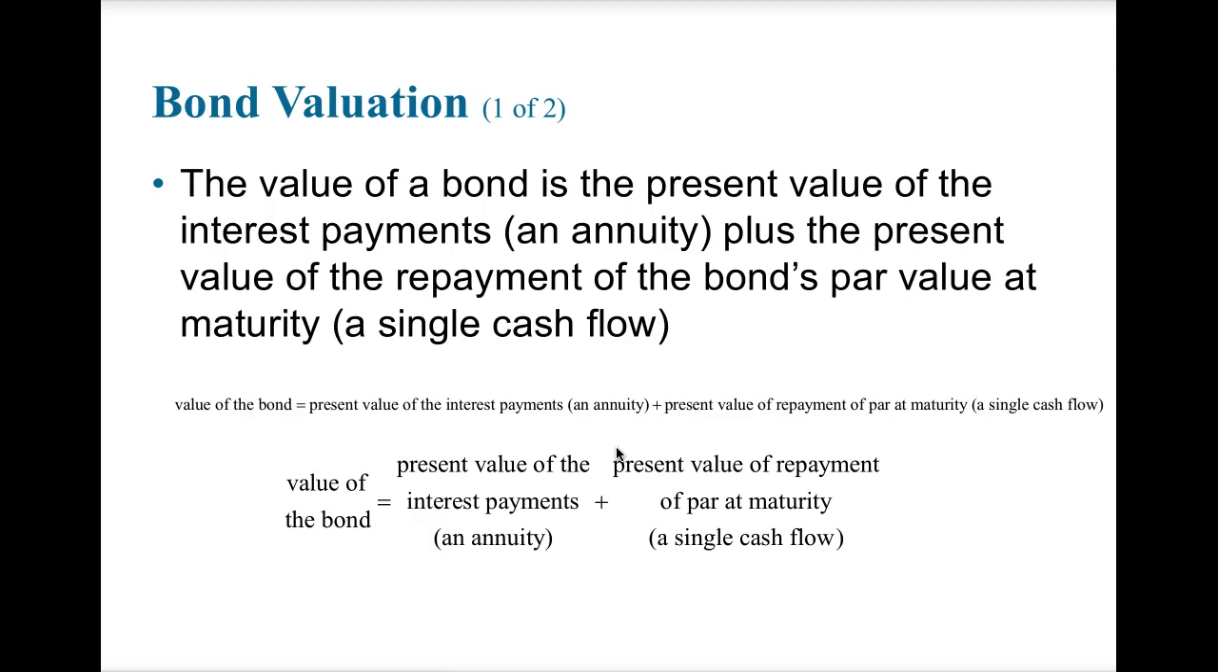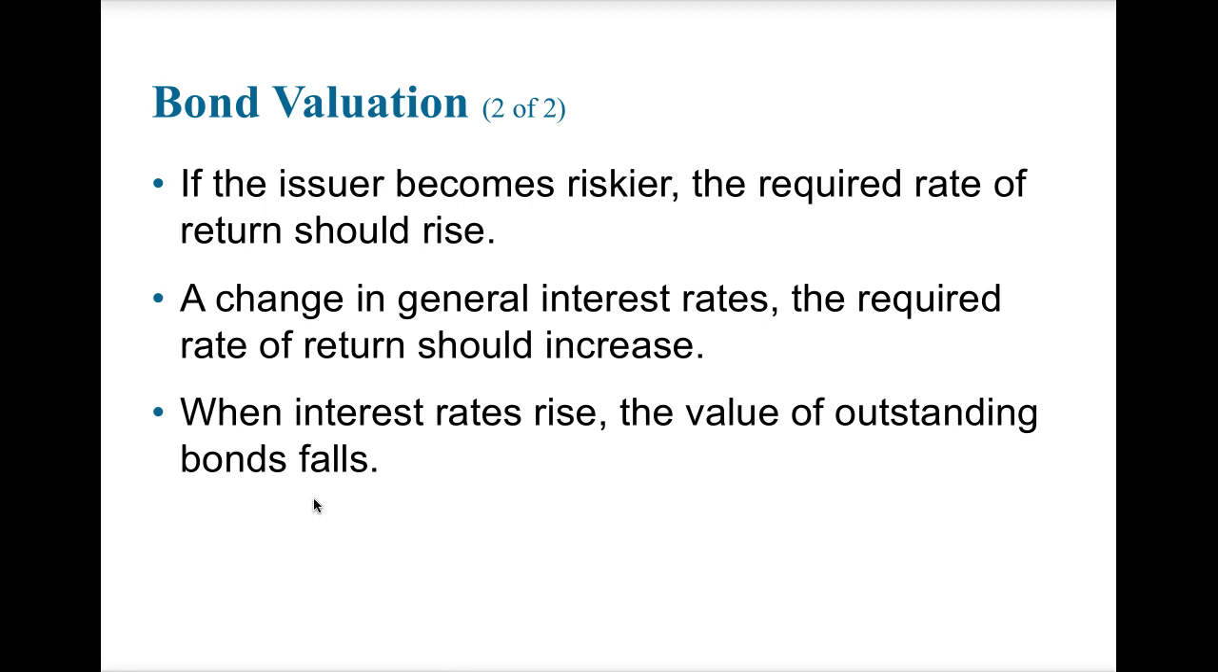So the value of the bond is basically a present value problem. We're looking at the present value of the future interest payments and the present value of the repayment of the bond's par value. If you add these together, the present value of the interest payments plus the present value of the repayment of the par, this gives you the current value of the bond today. Bond valuation is a lot easier than stock valuation, because we have a formula to calculate it that's very accurate.